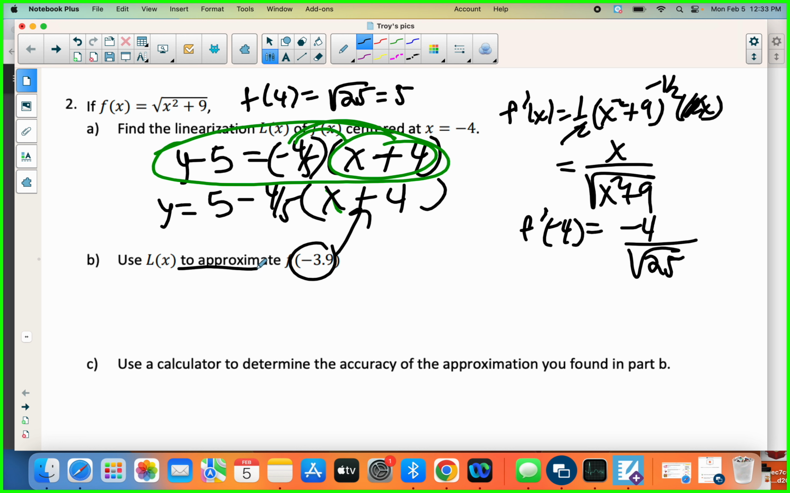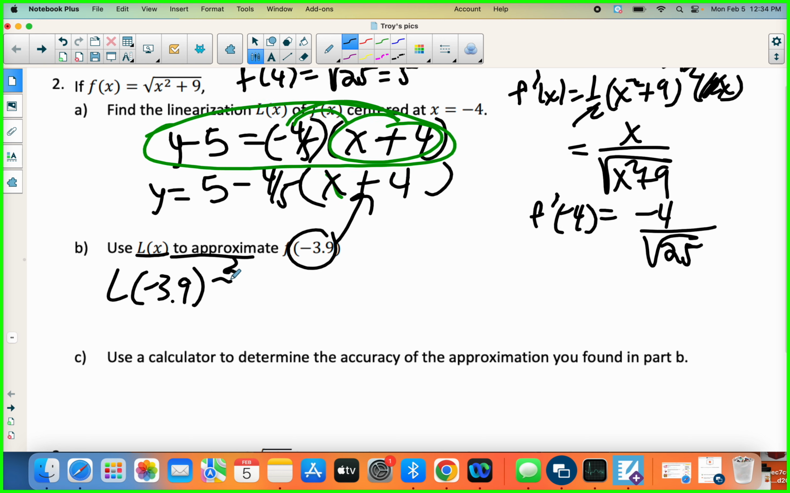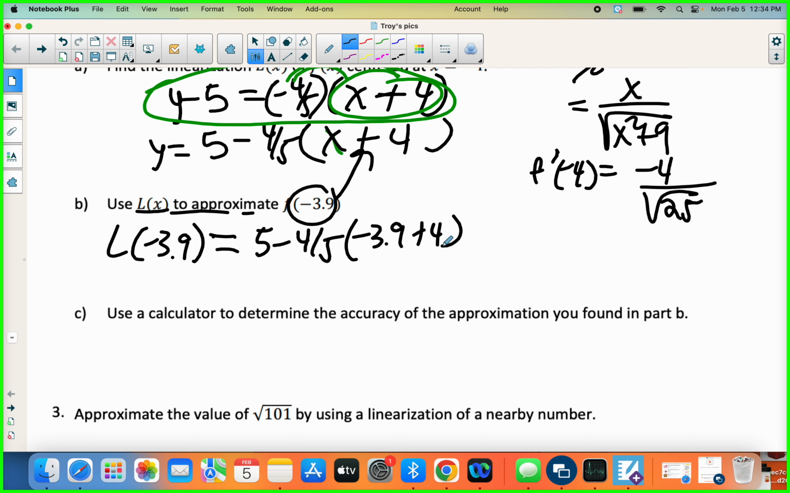It's an approximation, and they said to use L of x. So I'm going to say L of negative 3.9 is equal to, so I'm talking more today about notation and how you'll be required to write it, which you'll find in the video the guy's talking about how you'll also be required to write L'Hopital's rule. So announce you're doing linearization, and then you have 5 minus 4/5. Show that you filled in negative 3.9 plus 4. But y'all also see it's going to be far easier if you go ahead and leave it in parentheses. It'll always be a number close to 4, okay?